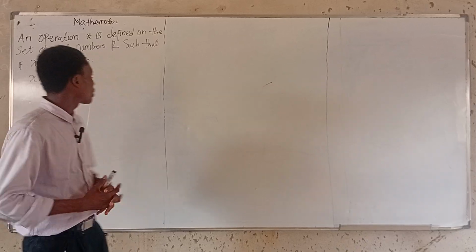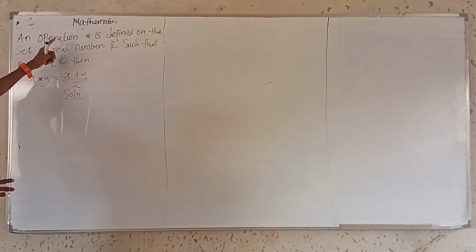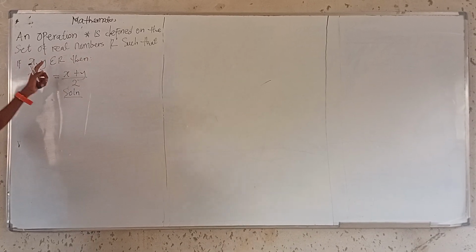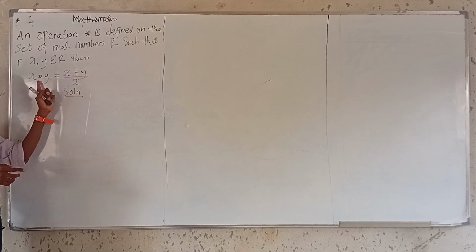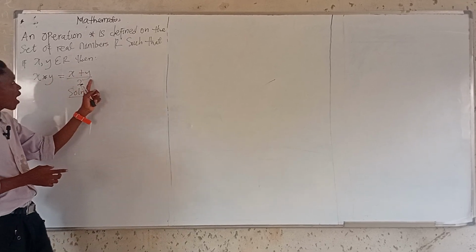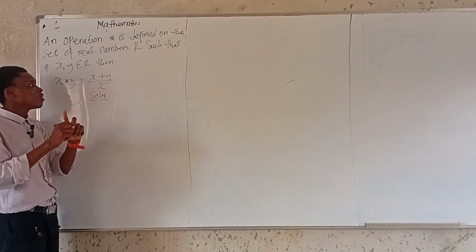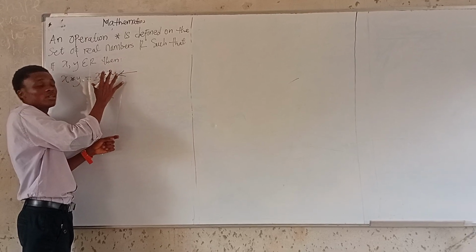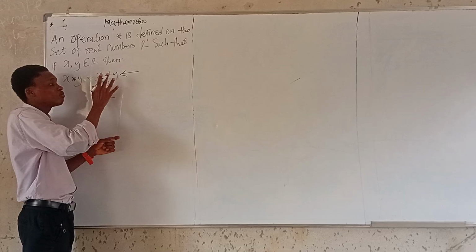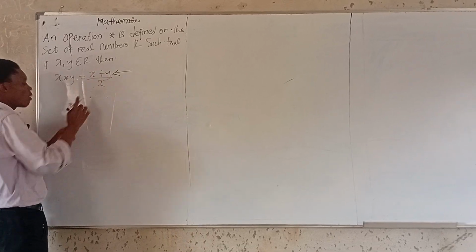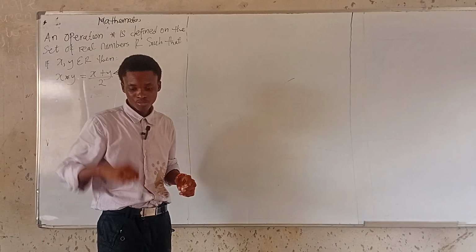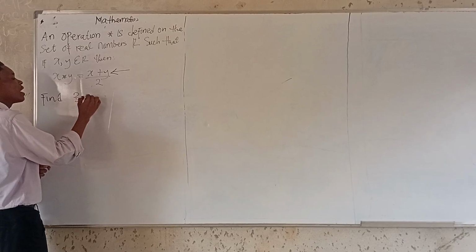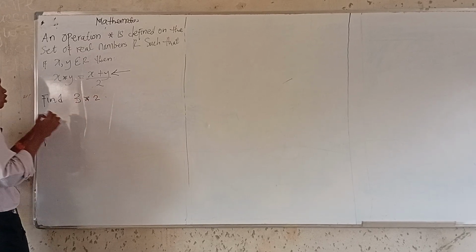Okay, we have another nice looking question on binary operation. An operation is defined on the set of real numbers R such that if x, y are elements of R, then x asterisk y equals x plus y divided by 2. Note that we are given the formula that we are using. We are given a formula to use to solve this problem. So we have number 1, we have to find 3 asterisk 2.